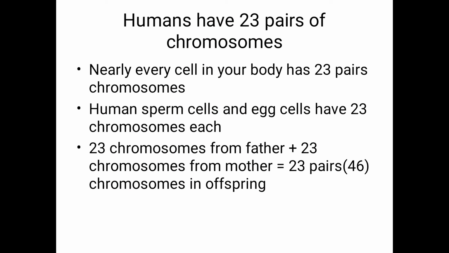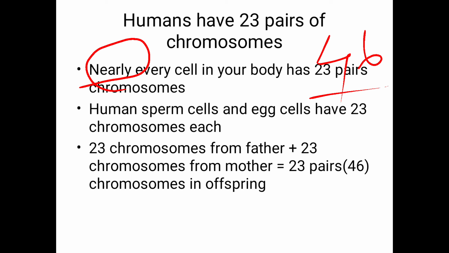Now how many chromosomes are present in human beings? Human beings have 23 pairs of chromosomes. What do we mean by that? It means that nearly every cell in your body, not every cell, nearly every cell, has 23 pairs of chromosomes. How many is 23 pairs? 23 pairs is 46.